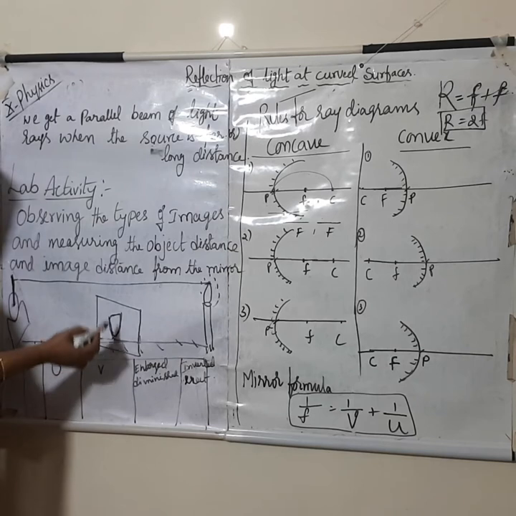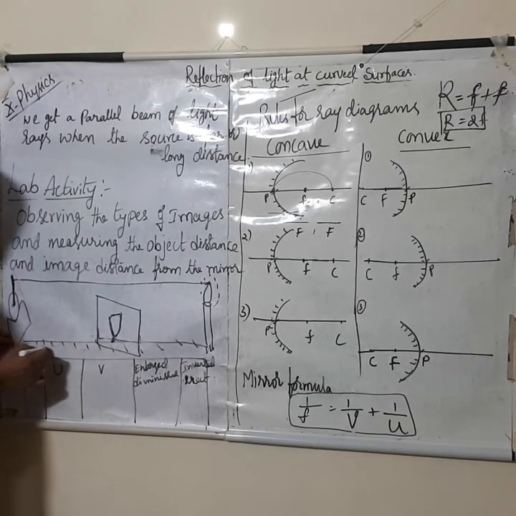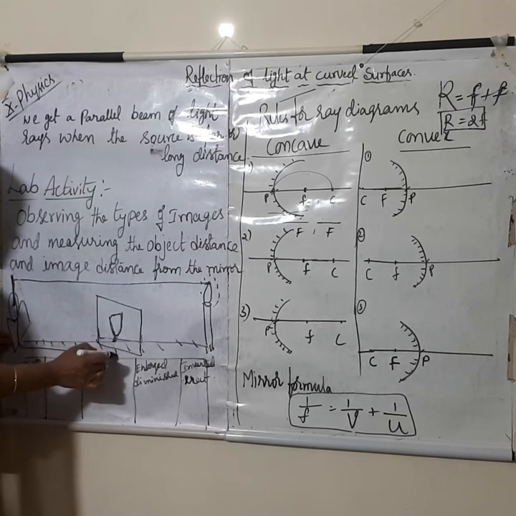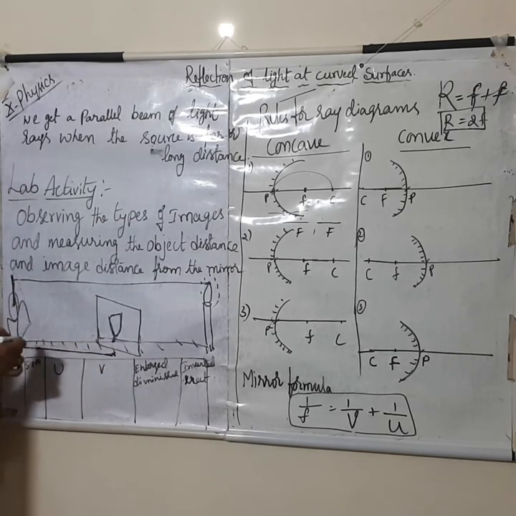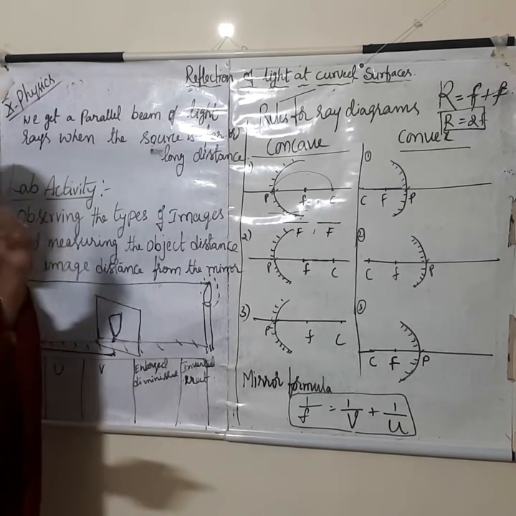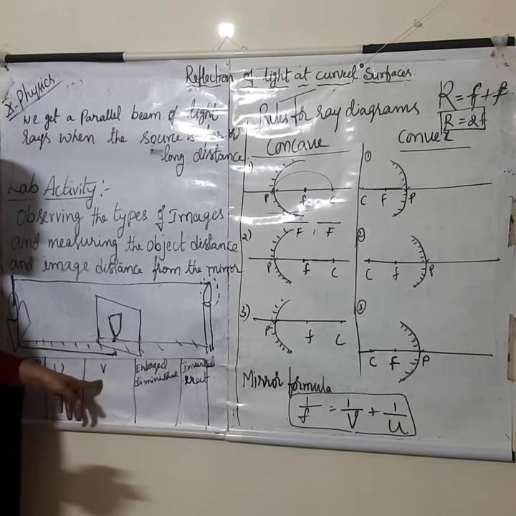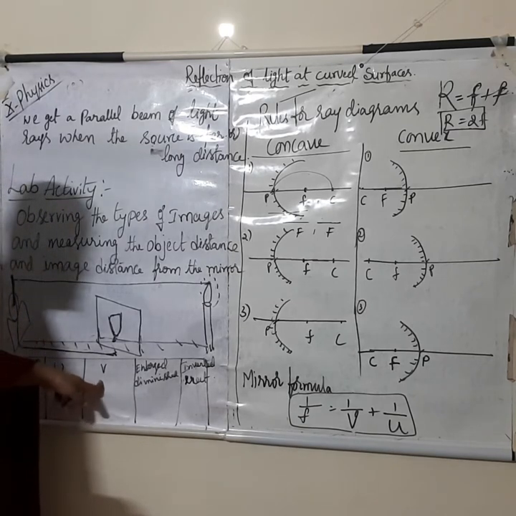Suppose you get the image at this point, then again you have to take the distance from the mirror to the image. This distance is known as image distance. Object distance is always represented by u, and image distance is always represented by v.